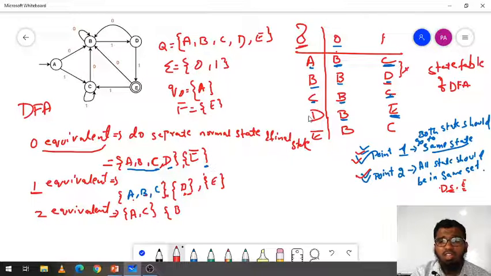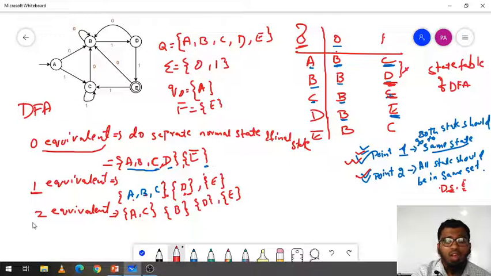Next, do this B. So check B on C. B on 0 is B, okay, C on 0 is B. Okay, first condition is satisfied. Next, B on 1 is D and C on 1 is C. Here D is in a different state, so here there is no equivalence to B in the given set. You need to write the same D and E. Okay, so this is the 2 equivalent equation.